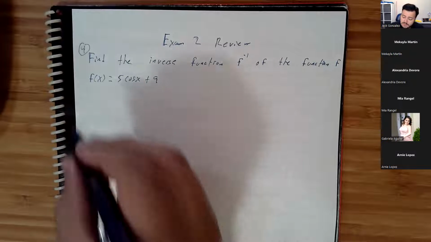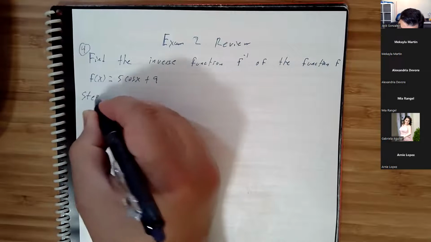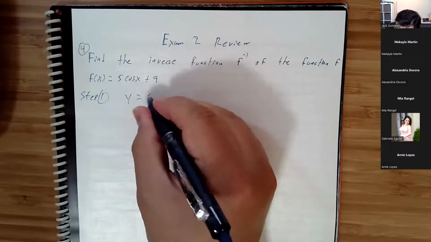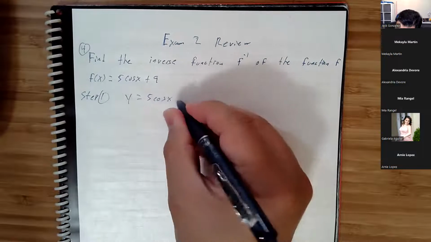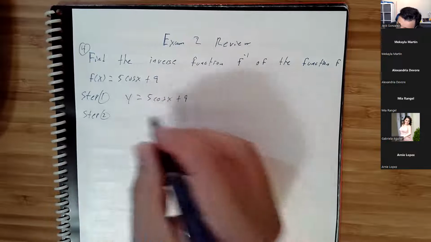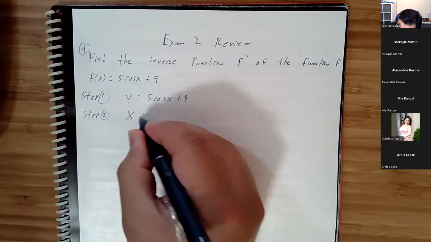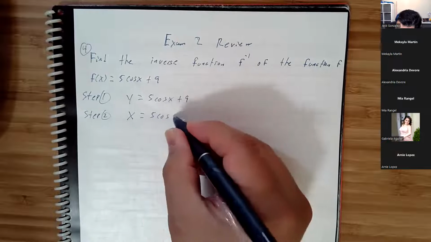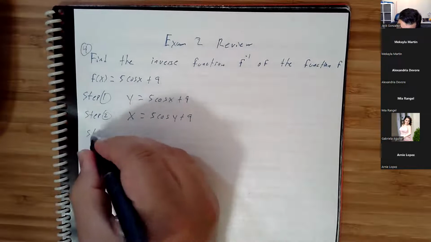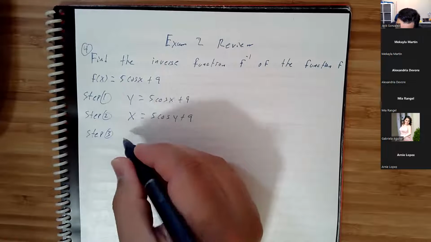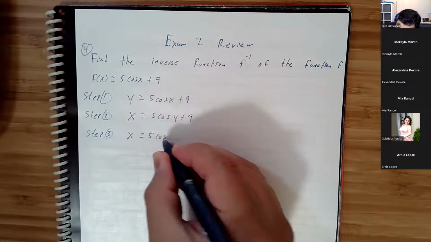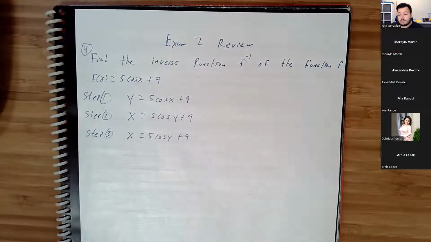So step 1, we said change f of x into y. Step 2, swap x's and y's. Step 3, which is the main step, solve for y.